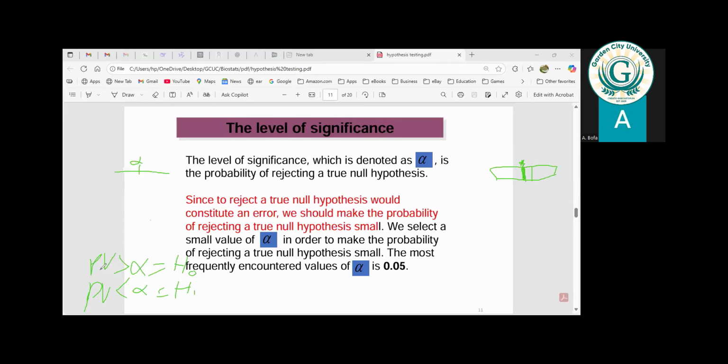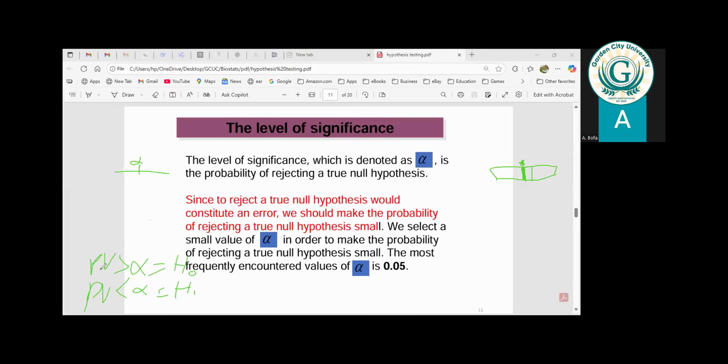And that is where we say that you are what? Rejecting the null hypothesis. Because the probability value is less than the significance level, it means that you are rejecting the null hypothesis. And in statistics, whenever you reject the null hypothesis, that is what we refer to as statistically significant. Okay? And that is the rule.